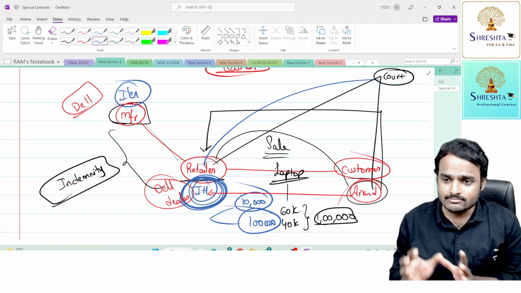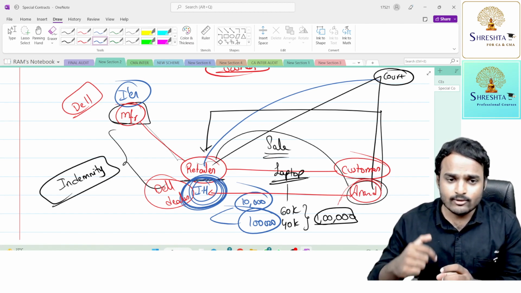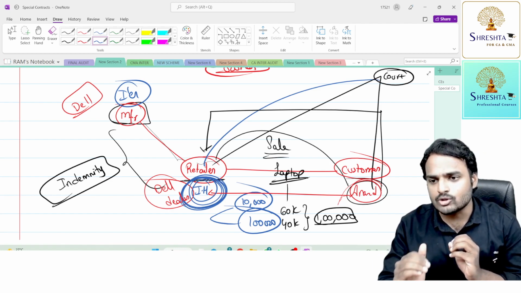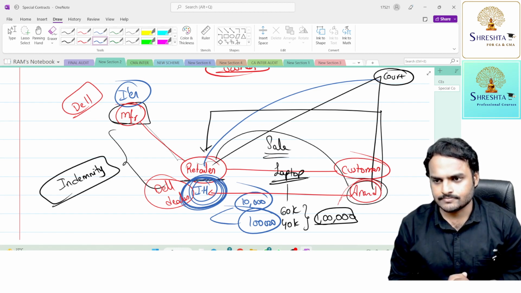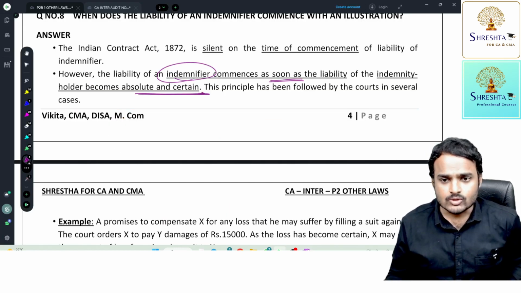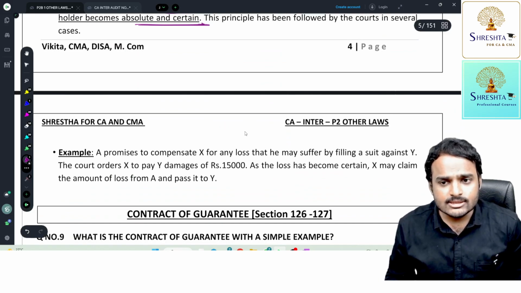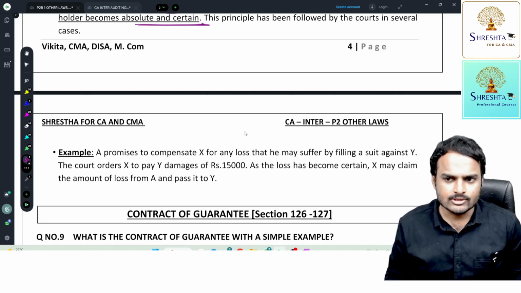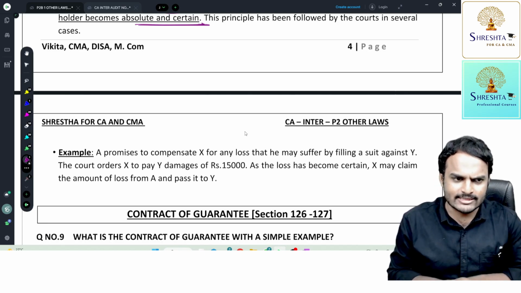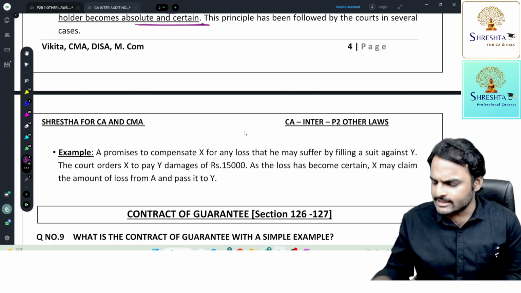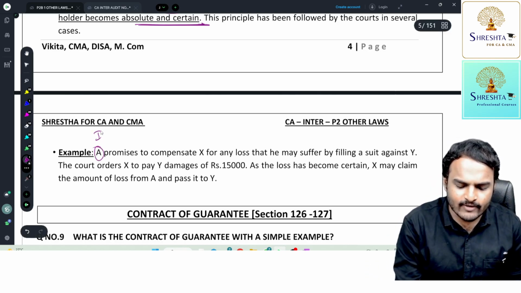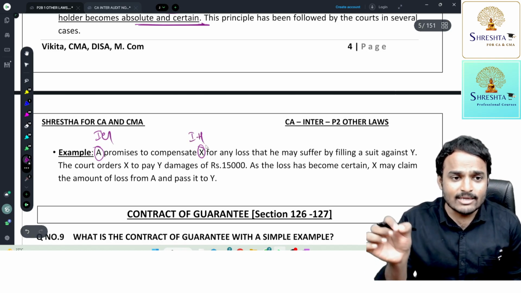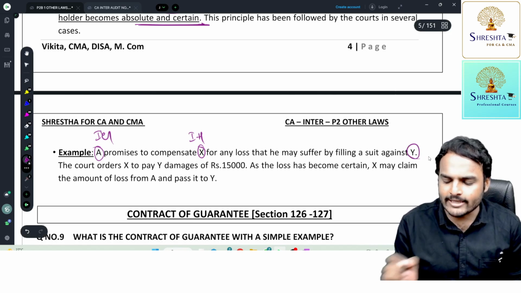So according to that, in the first situation, the indemnity holder will pay and collect. In the second situation, the indemnifier is straight away liable to the third party. Understood? So just take the example. A promises to compensate X for any loss that he may suffer by filing a suit against Y. So, legal proceedings, simply legal proceedings. A promises to compensate X. That means A is the indemnifier and X is the indemnity holder, for any loss he may suffer by filing a suit against Y.